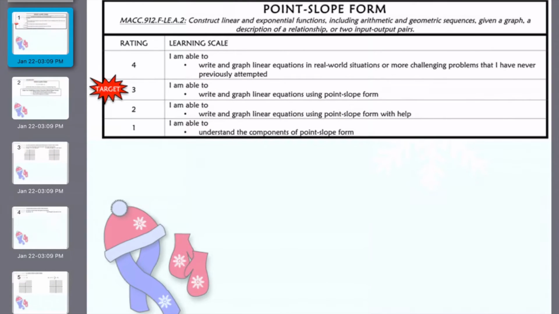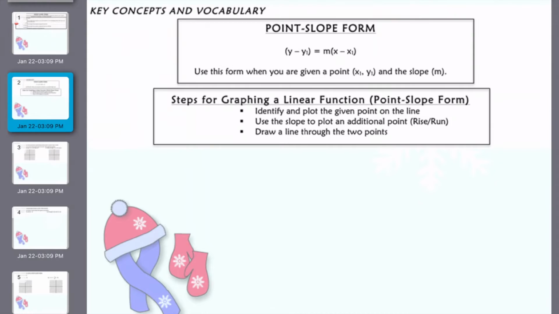All right, everybody. Today we're talking about point-slope form, and by the end of this video, I hope that you're able to write and graph linear equations using point-slope form. But first off, let's start with our vocabulary and figuring out what it actually means. So point-slope form is y minus y1 equals m times the quantity x minus x1. You will use this form when you are only given one point and are given a slope.